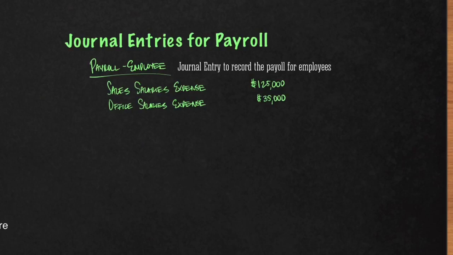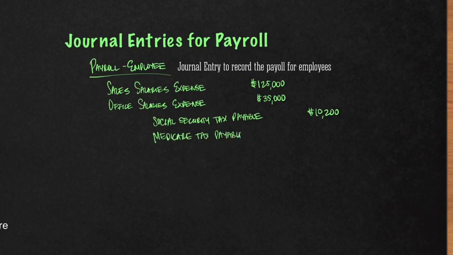Next comes our credits. In reality, our credits are anything that the business deducted their employees for. For example, our first credit is to Social Security tax payable. This is in the amount of $10,200. Our next payable will be to Medicare. So Medicare tax payable. Another deduction from the employee's paycheck. Here it's $2,550.